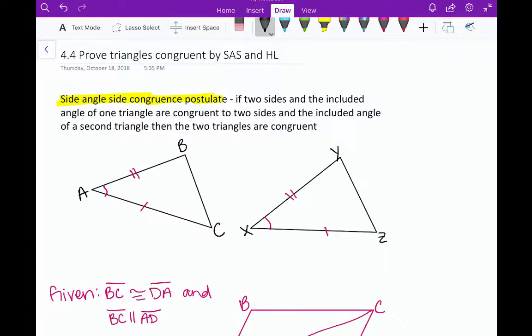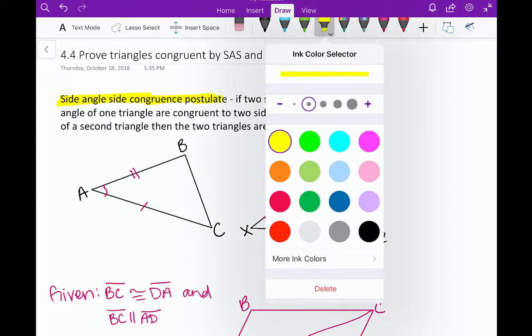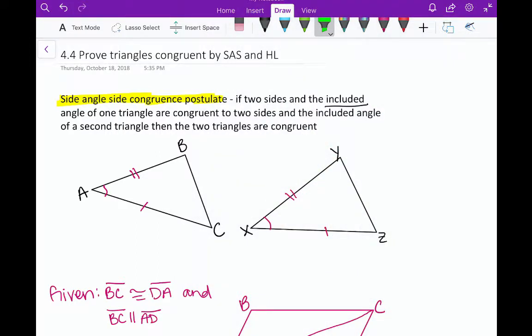All right, this is 4.4, proving triangles are congruent by side angle side, or SAS, and also by HL, which stands for hypotenuse leg. So the first postulate is the side angle side postulate. If two sides and the included angle of one triangle are congruent to two sides and the included angle of a second triangle, then the two triangles are congruent. So the important thing here is understanding what is meant by the included angle.